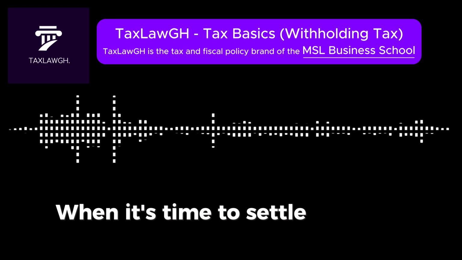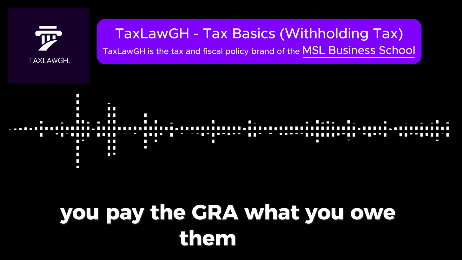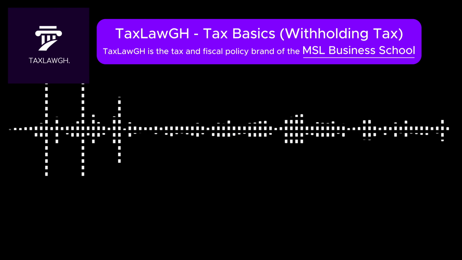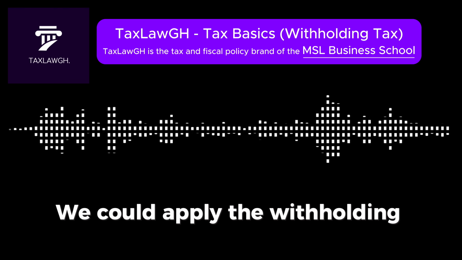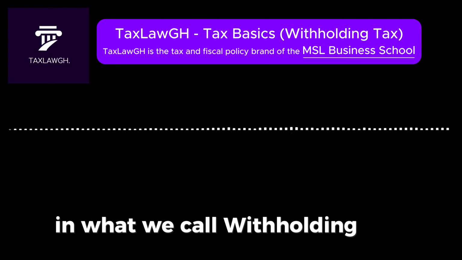When it's time to settle your tax liability at year end, you pay the GRA what you owe them, less whatever a withholding agent would have helped you pay in advance. So we have different details on withholding tax. We could apply the withholding mechanism on VAT in what we call withholding VAT.